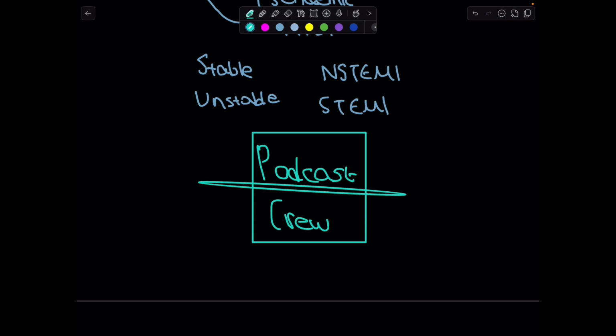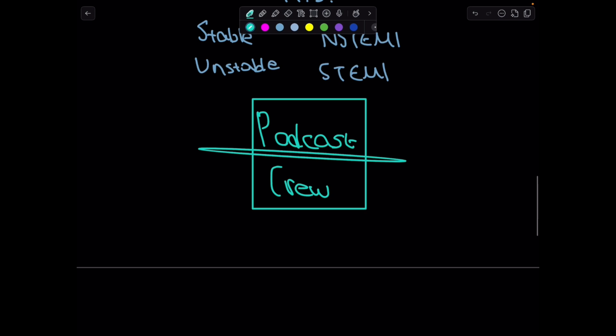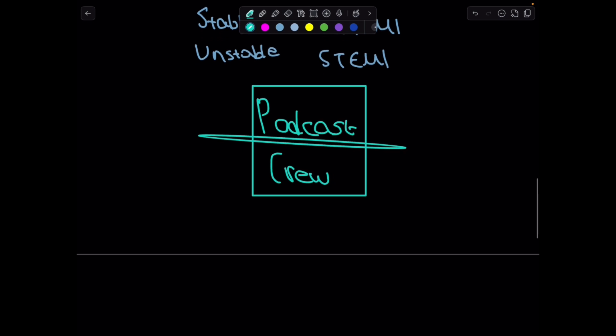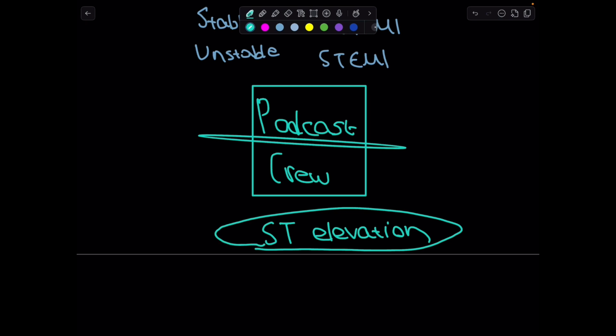Next. 2. Symptom of stable angina. Basically, you have to exert. There has to be some kind of exertion to have the pain. Good, but let's keep it 1 or 2 words. Exertional chest pain. All right. 3. ECG sign of STEMI. ST elevation. Nailed it. All right. ST elevation.